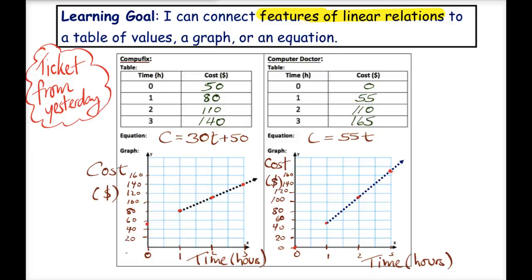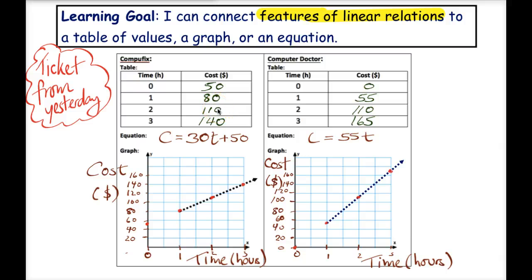So this was a ticket that I gave, and the idea was that you had to use the information that was given to generate a table of values. As you can see here, there's a table of values for each of these. These are computer companies. And then from there, write an equation, draw a graph, and then answer some questions about direct variations or indirect variations or partial variations.